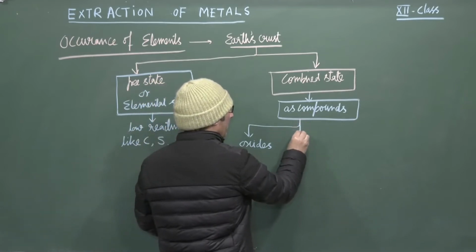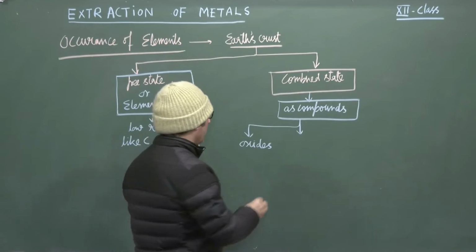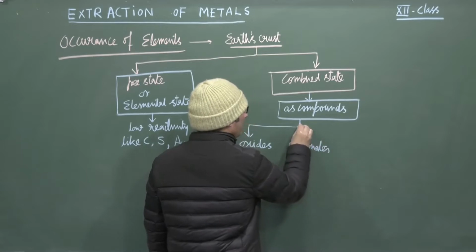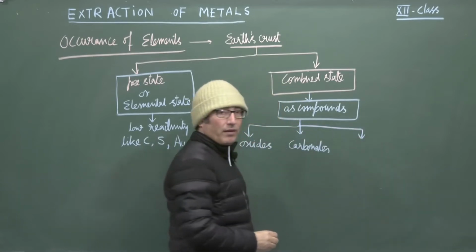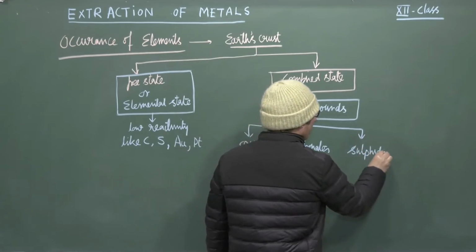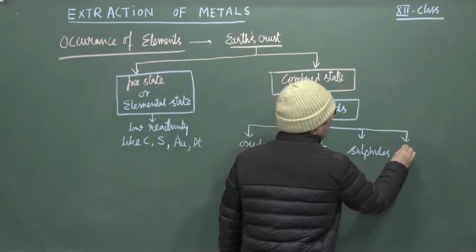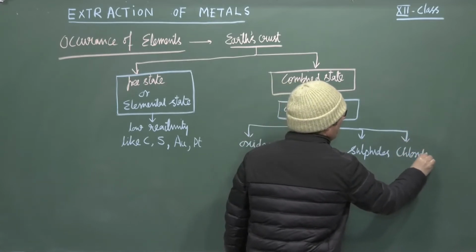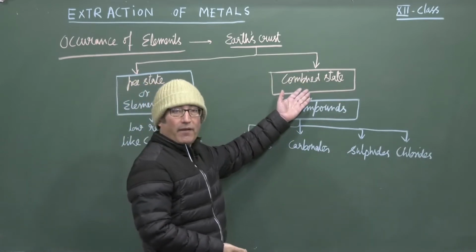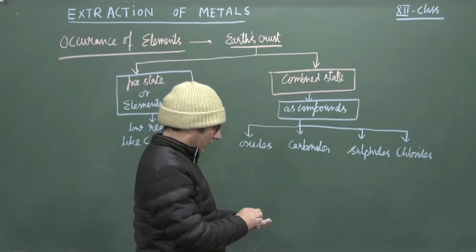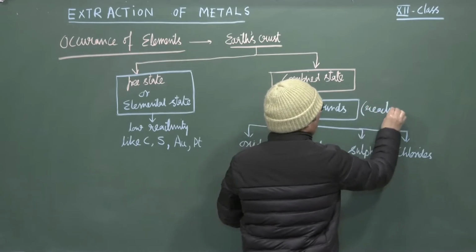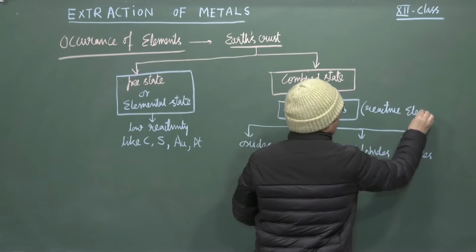Then some elements exist as carbonates. They exist in the form of carbonates. And some elements exist in nature in the form of sulfides. Okay? Some exist as chlorides and so on. So those elements which exist in combined state in nature, they are highly reactive metals, they are highly reactive elements, which exist in nature in the combined state.